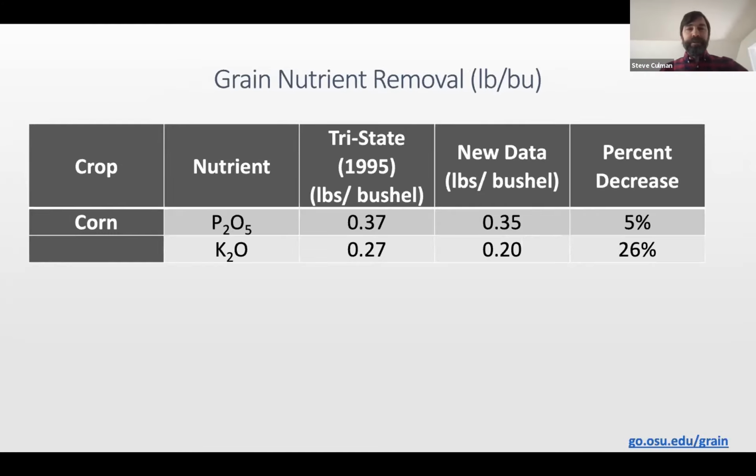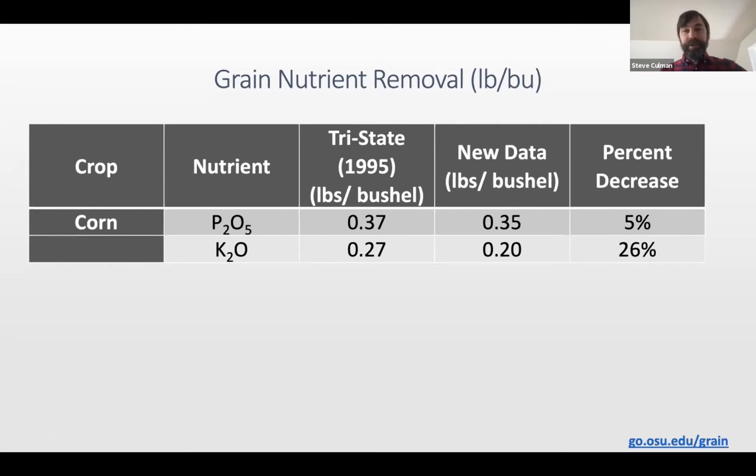I will mention also that we did a lot of work looking at grain nutrient concentration and figuring out how many pounds of P2O5 or K2O per bushel we're removing. We can see these 1995 numbers for corn, and then here's our new data, based on a couple thousand data points from all the trials that we looked at. We saw modest decreases in P2O5 and then pretty substantial decreases in K2O. So our potassium nutrient removal rates on a per bushel basis have really dropped.